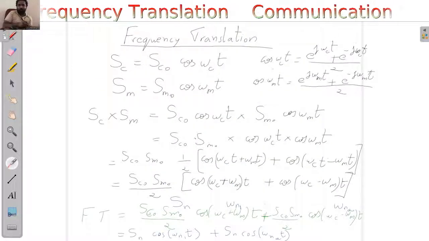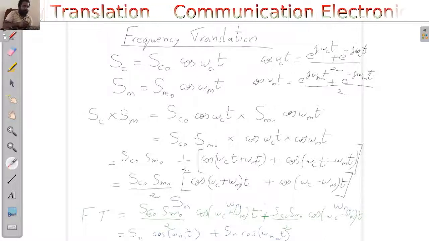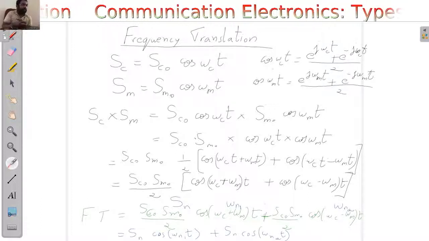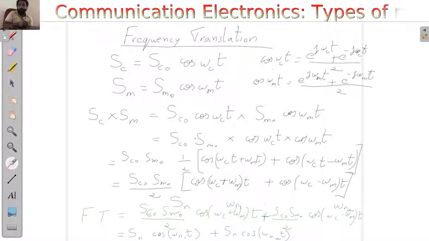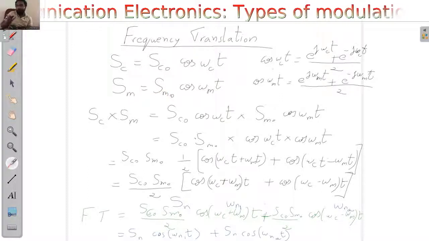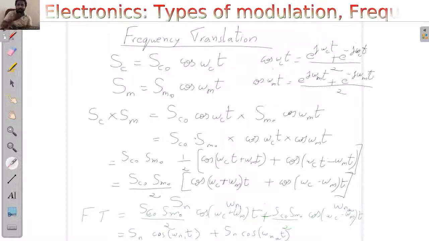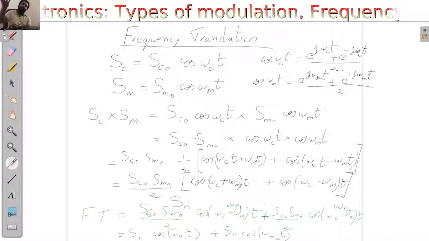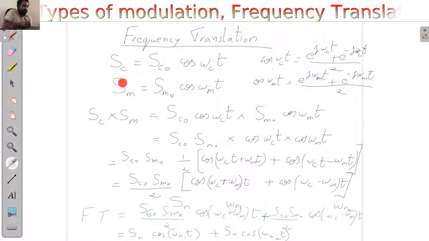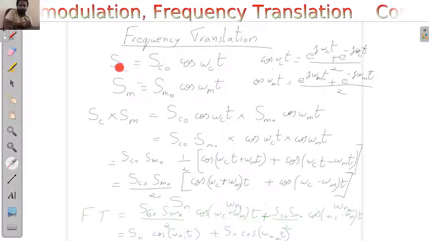Let's see more about the modulation. In order to know more about this, we need to know the concept of frequency translation. So what is frequency translation? In frequency translation, we have to imagine two frequencies, two signals. One is the message signal, the information that we need to pass to somebody else. And the second one is a carrier signal, the signal which transmits our information, which carries our information to the other guy. So that one is represented by SM, the message signal, and the carrier is represented by SC.